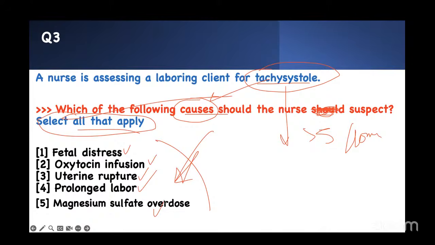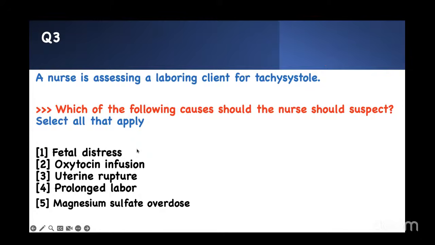A nurse is assessing a laboring client for what? Tachysystole. Which of the following causes should the nurse suspect? What do you think? If you overselect, you lose more points. But think about it. Fetal distress is not the cause of the tachysystole, right? Fetal distress will lead after the tachysystole, it is a complication of tachysystole. So there's a difference. Complication of tachysystole will lead to fetal distress. So don't pick it.